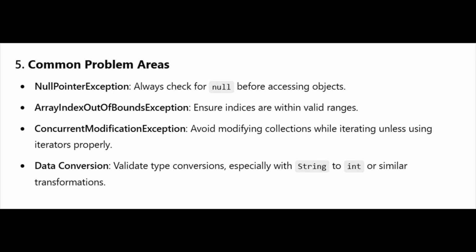5. Common problem areas. Null pointer exception: always check for null before accessing objects. Array index out of bounds exception: ensure indices are within valid ranges. Concurrent modification exception: avoid modifying collections while iterating unless using iterators properly. Data conversion: validate type conversions, especially with string to int or similar transformations.